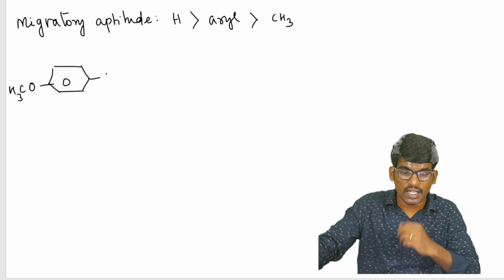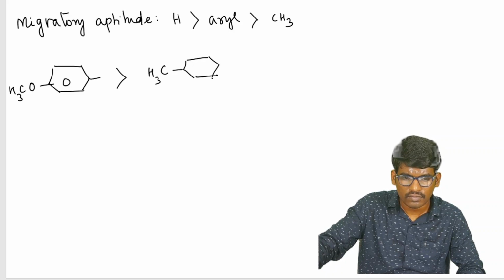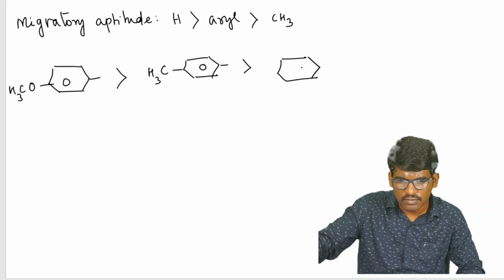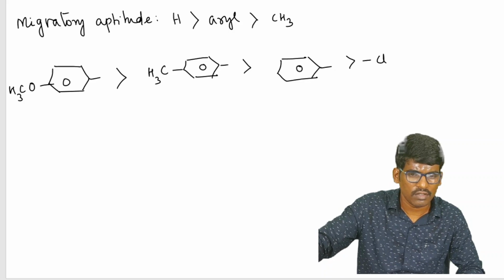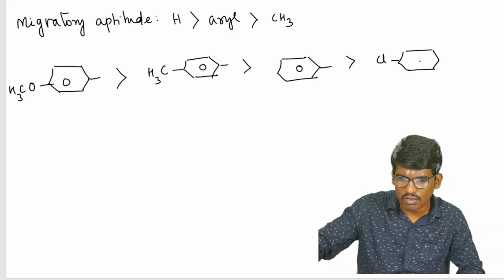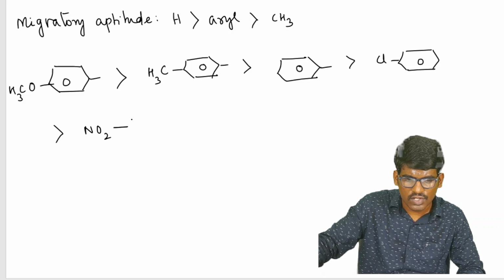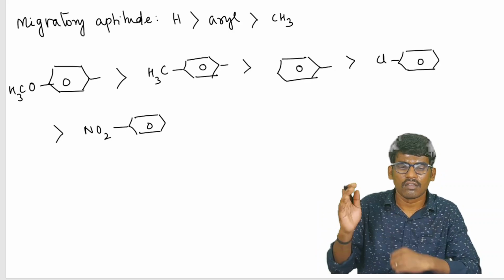The OCH3 substituent group can migrate faster. It is a migratory aptitude: OCH3 greater than CH3, greater than aryl itself, and thereafter Cl which is attached over here. Because chlorine is an electron withdrawing group, the migratory aptitude of an electron withdrawing group is very less, children, in comparison to an electron releasing group. So this is the migratory aptitude that can be given for a particular substituent.